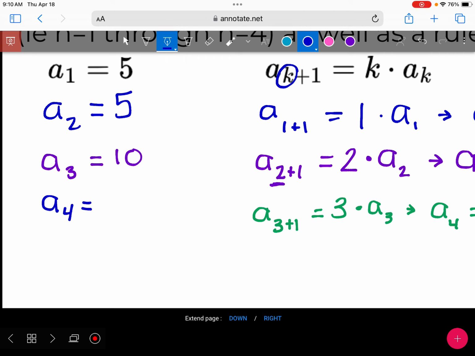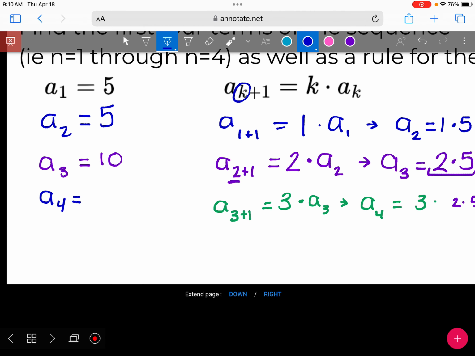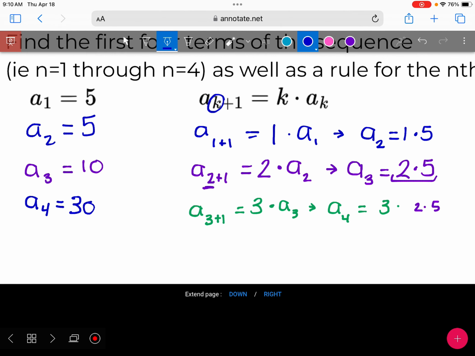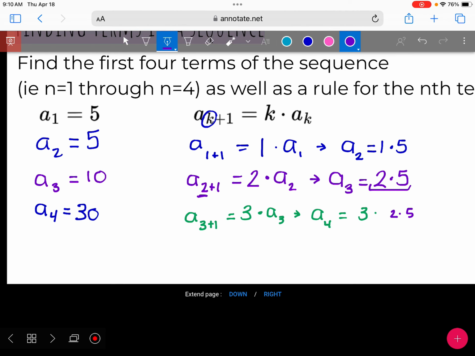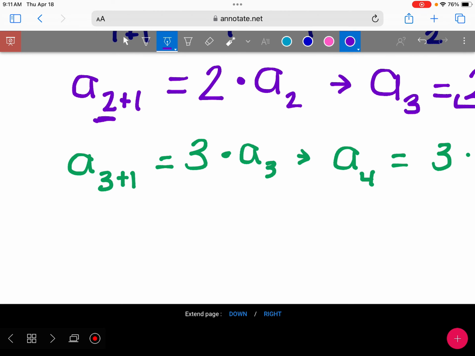So our a sub 4 is what? What is 3 times 2 times 5? 30. So if we do this again, like if we don't spot patterns right away, we can always do a couple more. Because we want to try and write one so that I could find a sub 20 without having to do all the things in between. So I'm going to do another one, and that might help us spot it.